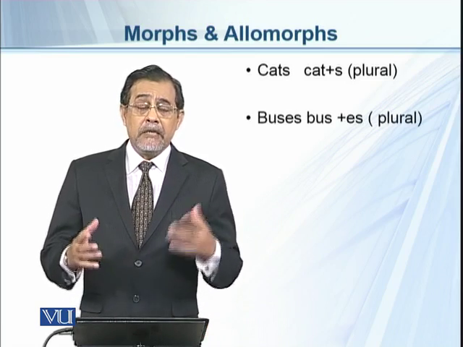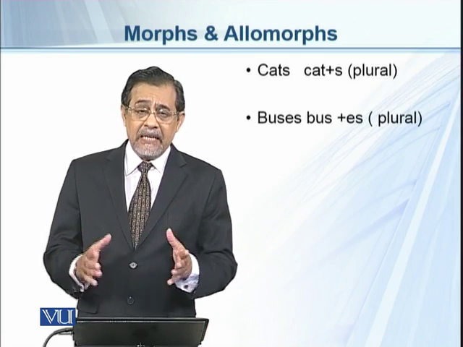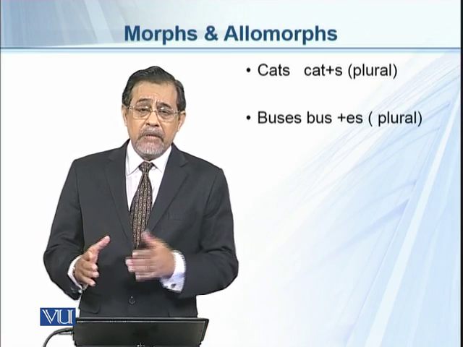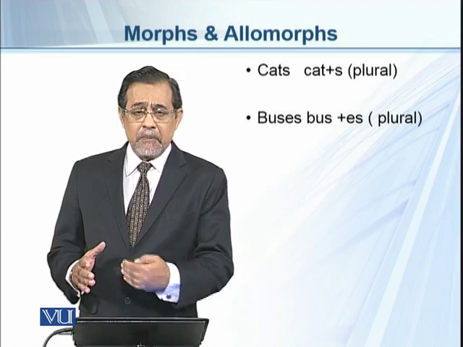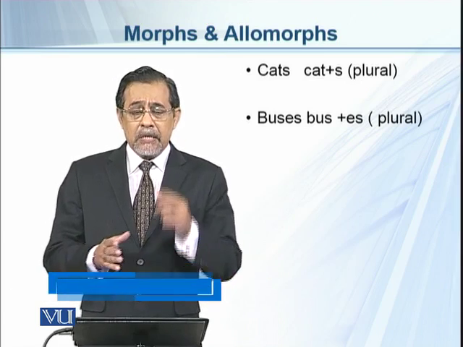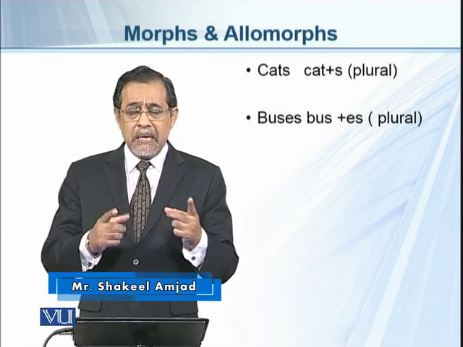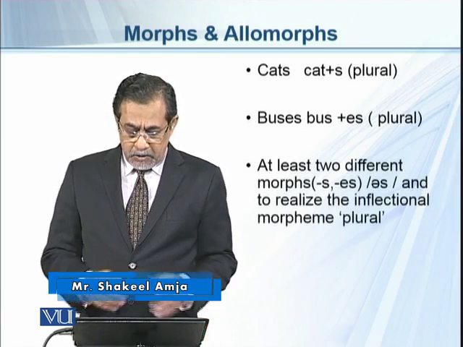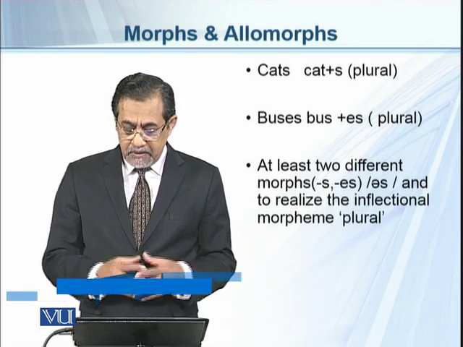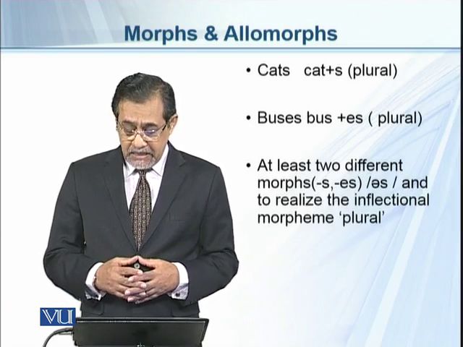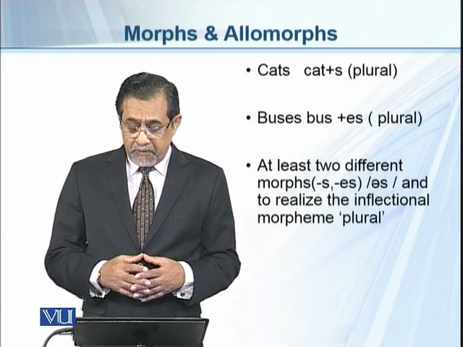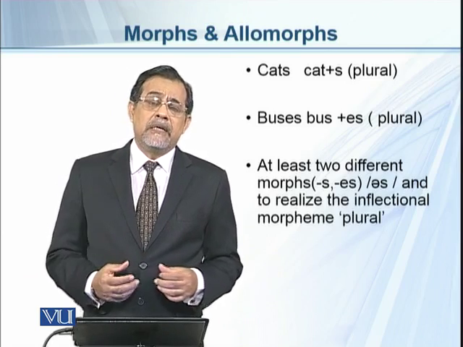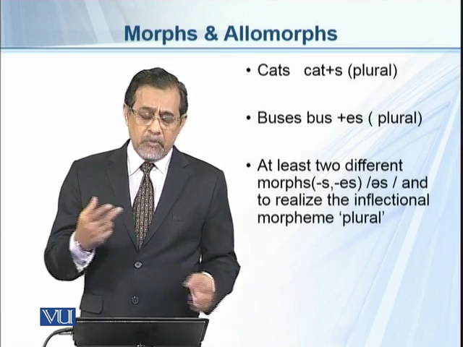But we have another word, which is bus. We add es to it, so it is pronounced as buses, right? So we got two morphs for the same morpheme, that is plural. So at least two different morphs, s or es, realize the inflectional morpheme plural. So we realize the plural morpheme in two ways.